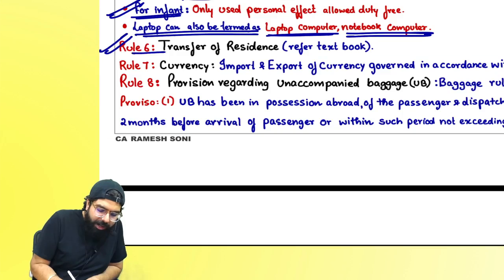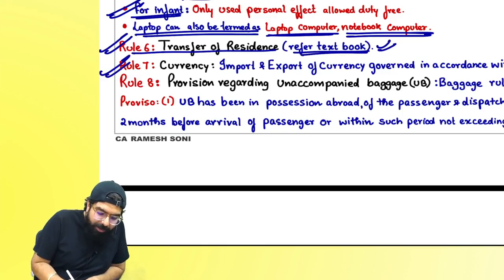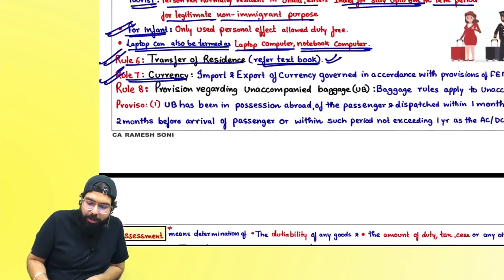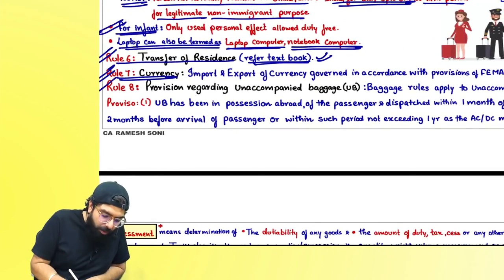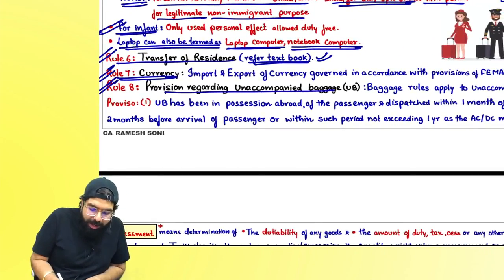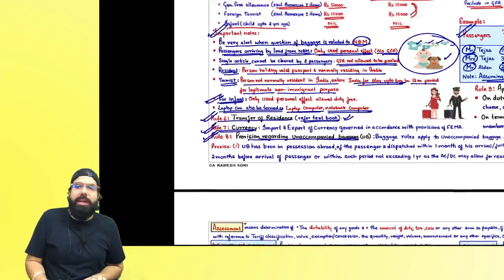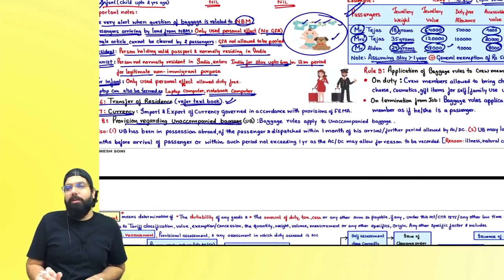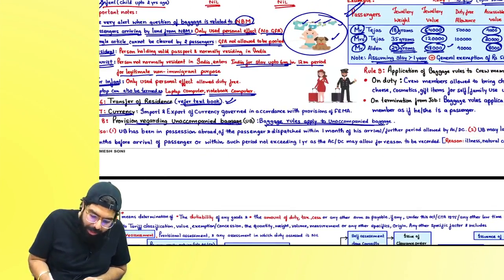Sir, rule number 6, transfer of residence. Please refer to your textbook. Right, everyone? Rule number 7, currency. Currency always has to be brought as per FEMA. Rule number 8 goes ahead and talks about unaccompanied baggage. Always remember one thing, baggage rules are applicable to unaccompanied baggage also.